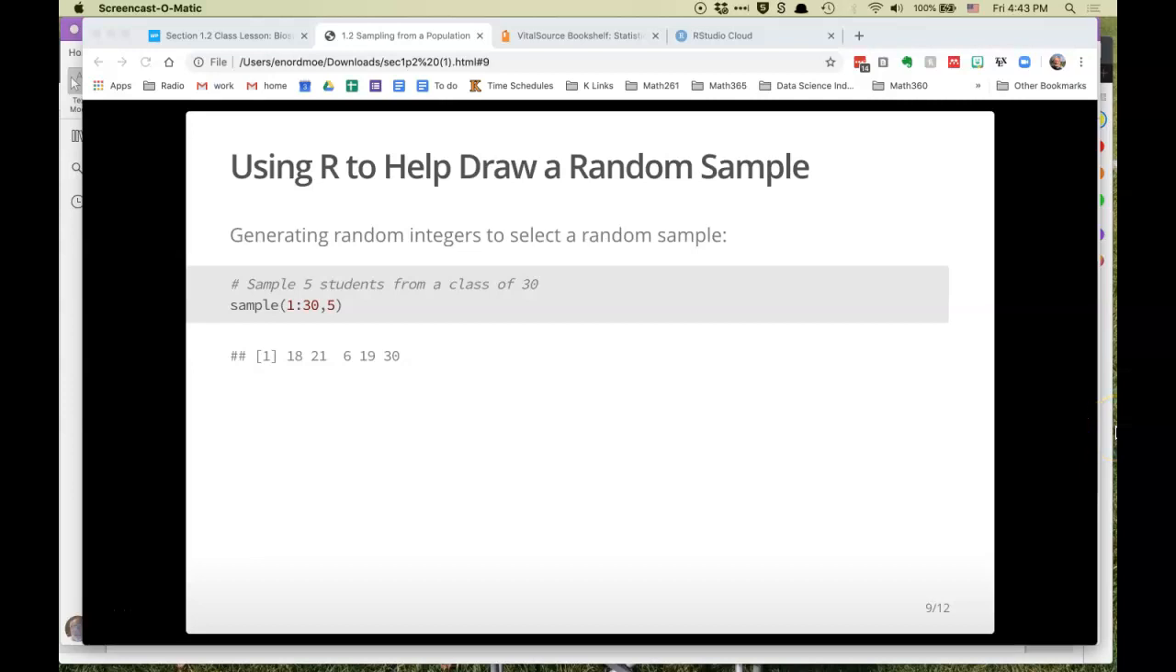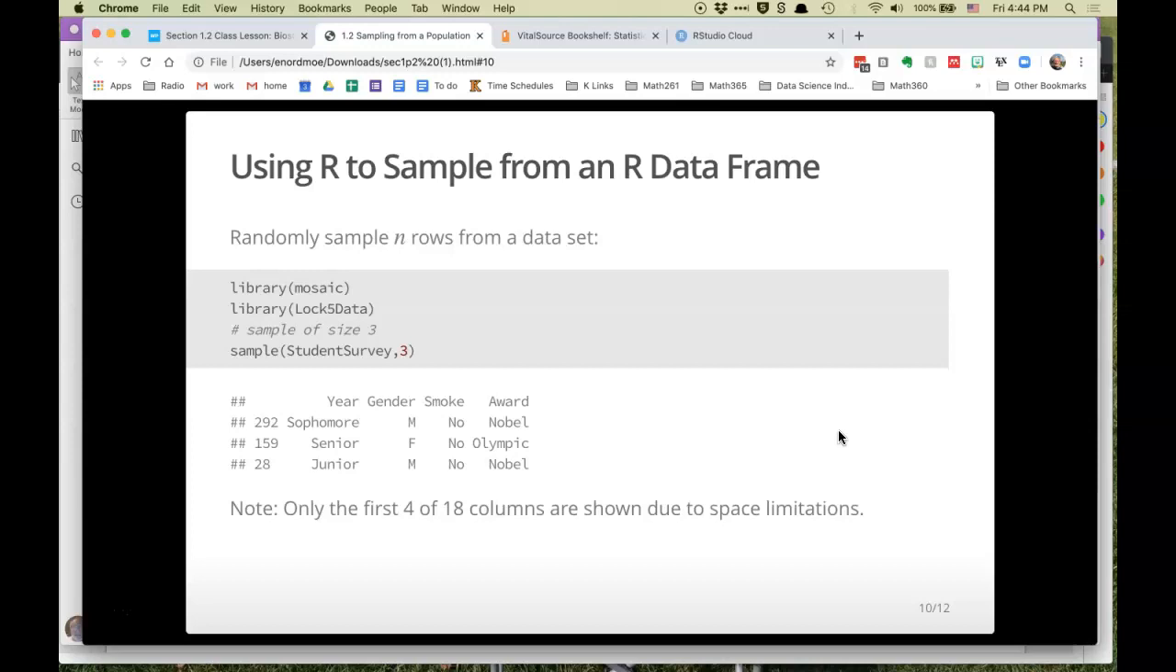Okay, in part 3, I want to tell you a little bit more about using R to draw a random sample and then talk about some possible specific types of bias to keep an eye out for. So first, let's go ahead and take a look at how we could do this if we had a data frame in R. And one of the exercises will ask you to do this.